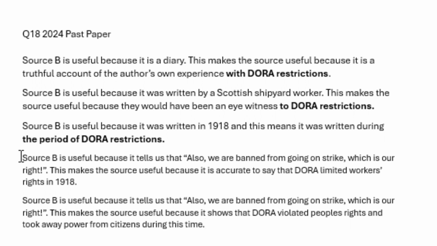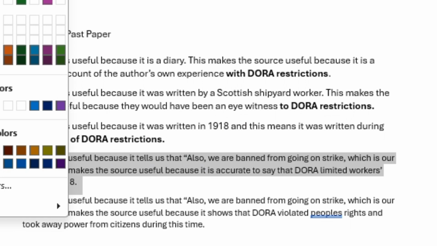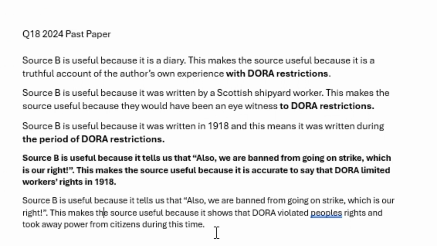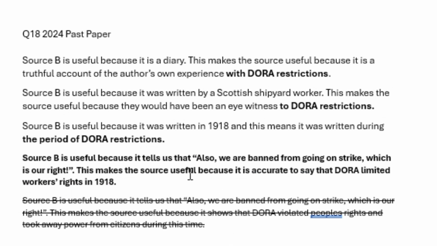So that's why here you want to do that and not this here. Okay, this second one we want to kind of not do that. We want to comment on the source being accurate. Okay, the quote makes the source accurate because it's true to say that DORA limited workers' rights.